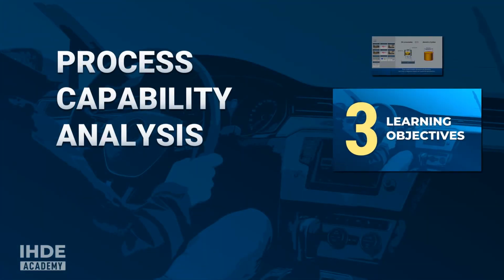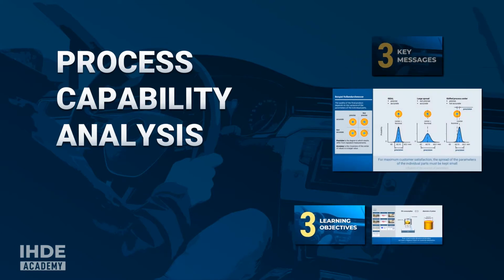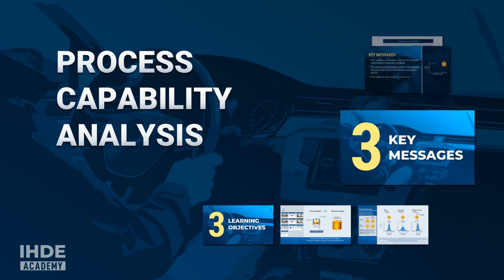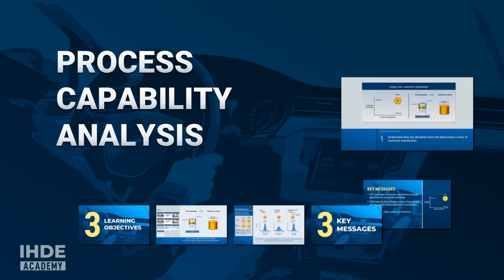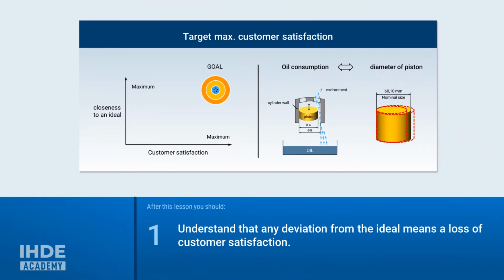In this lesson, we will look at how even the smallest dimensional deviations of a component can have a negative impact on the quality of a product. And hello again to this lesson, which essentially has 3 learning objectives. In the end, you should have understood why it makes sense to keep deviations from an ideal as small as possible, and that any deviation from this ideal can mean a loss of customer satisfaction.